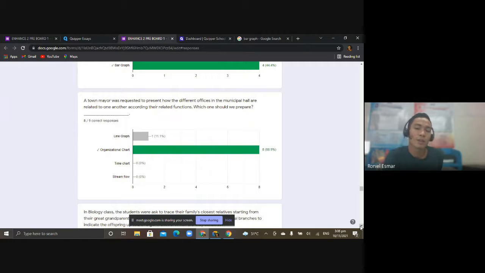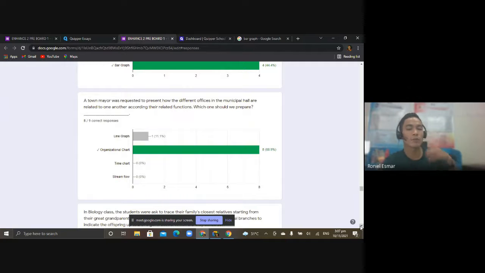So, is it a time chart? Dili po siya time chart. Kay functions na natong i-compare sa different offices of a municipal hall. How about stream flow? Dili po siya. It doesn't make sense also. So, the correct answer for this is an organizational chart.